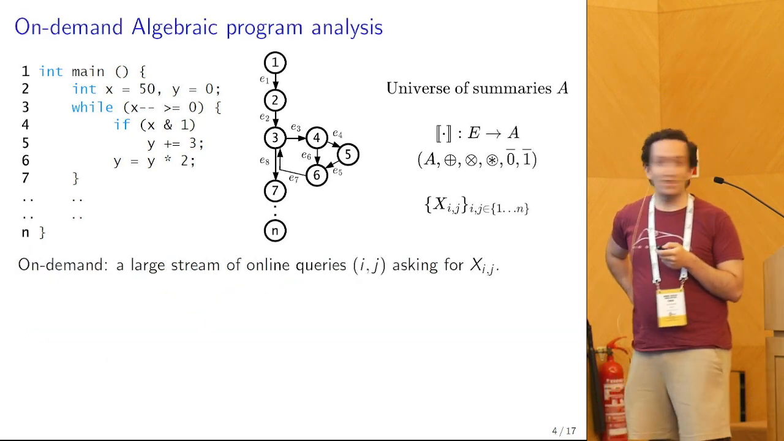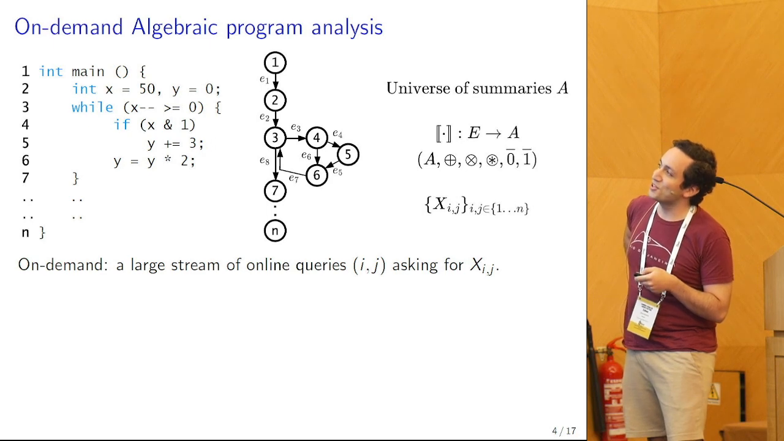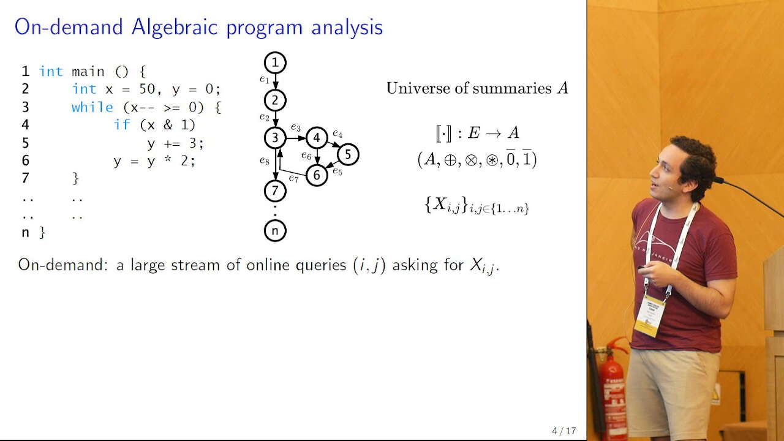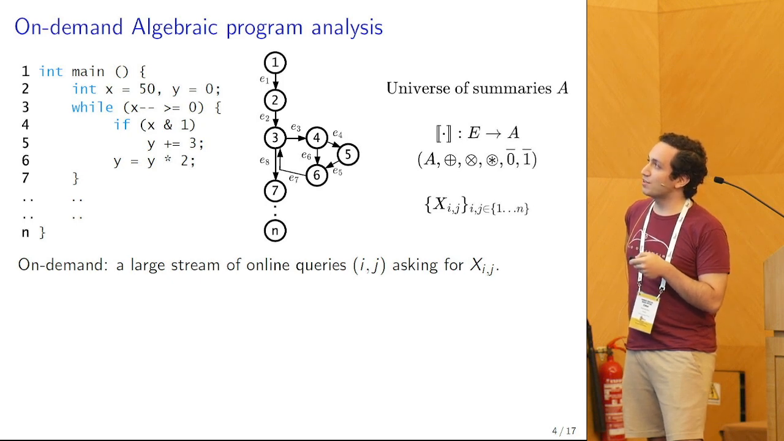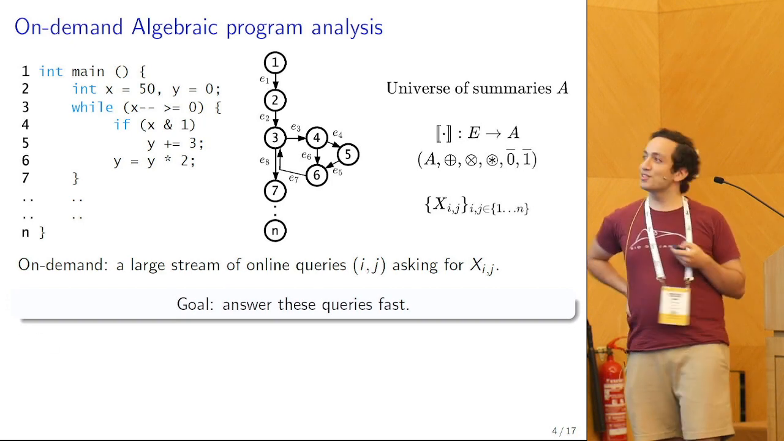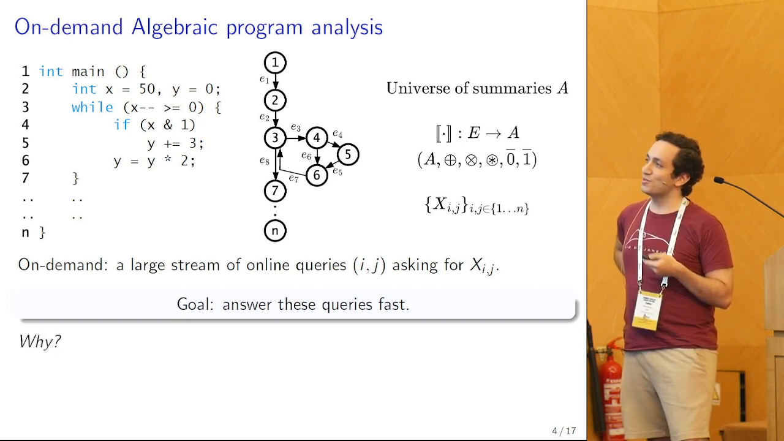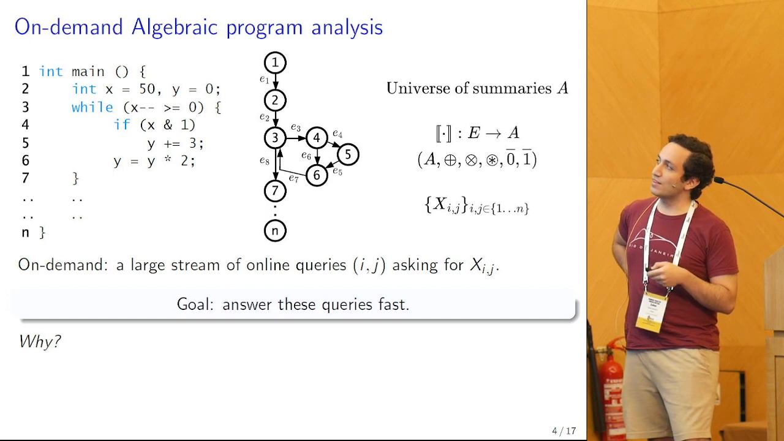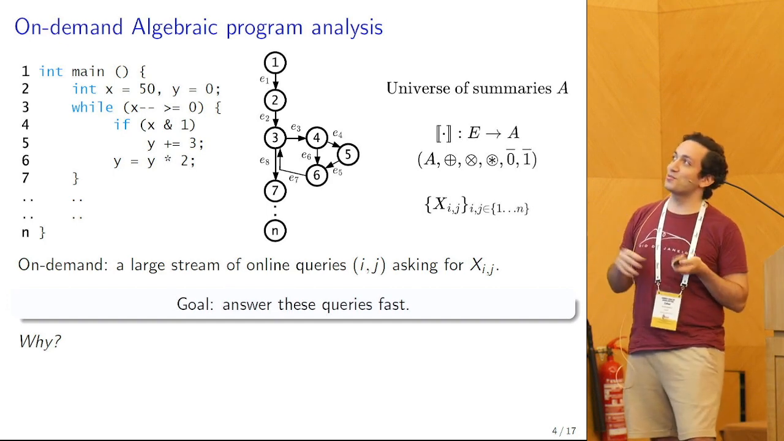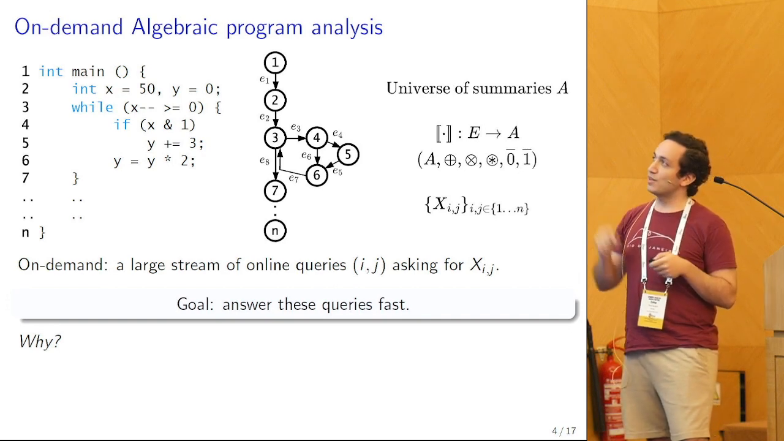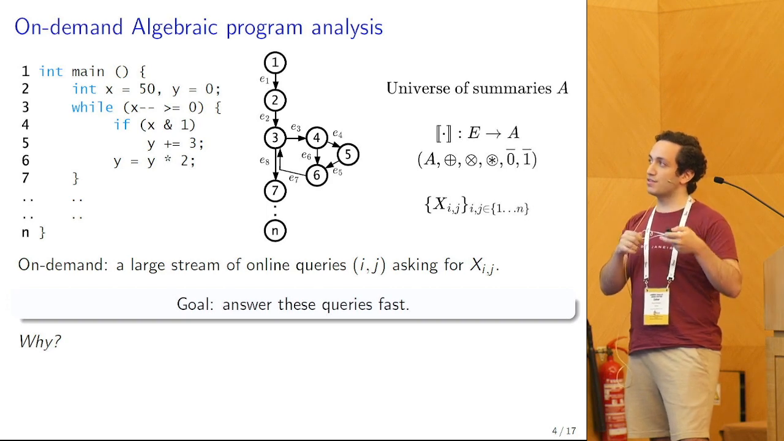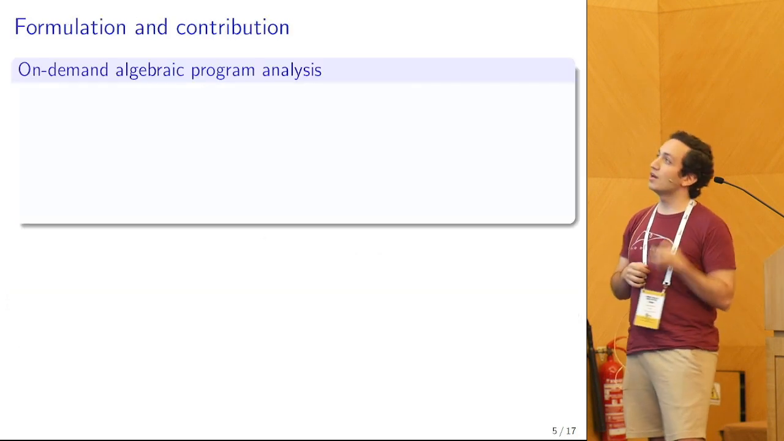And we consider an on-demand setting where we have a large stream of queries. Each of them is a pair of program points. And for a query ij, it asks simply for the value x_ij. Our goal is to answer these queries fast. Why do we care about this on-demand setting? Well, one example is that you can think that we have a large code base and we have many developers debugging this code base, and each of them is sending queries of this form. They're asking to summarize paths from point i to point j.